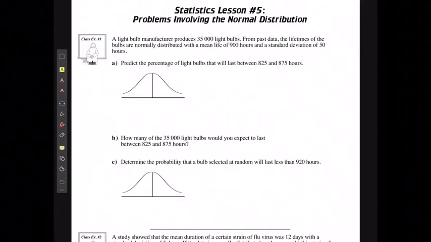Okay, now we're going to put our skills that we learned in the last lesson with the z-scores and the z-score tables to work in terms of actually applying it to problems and problem solving.